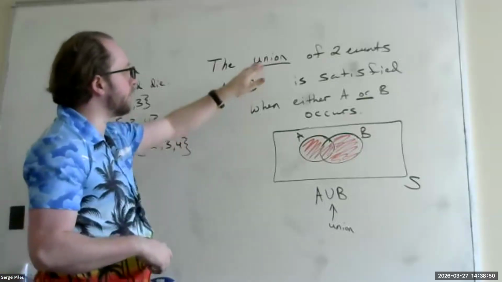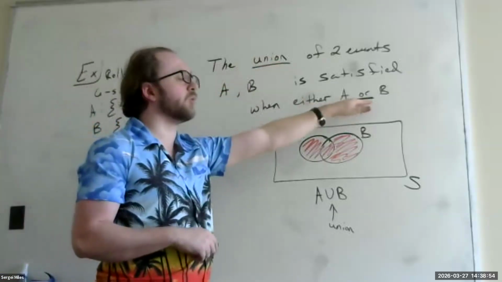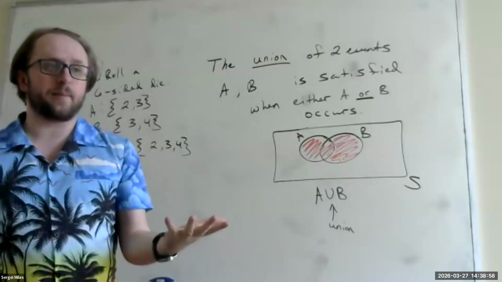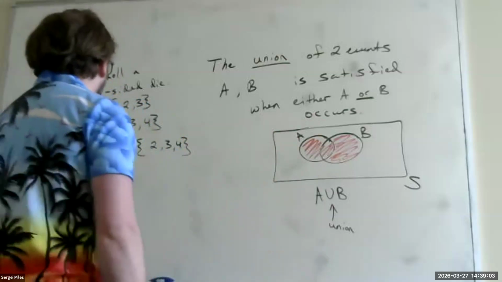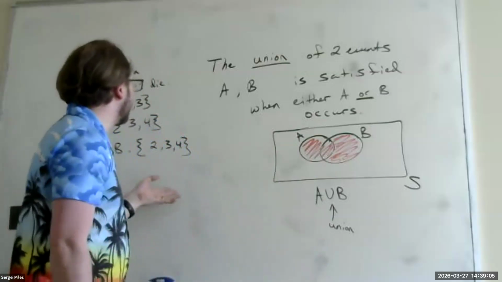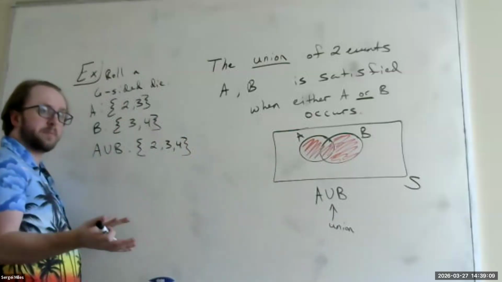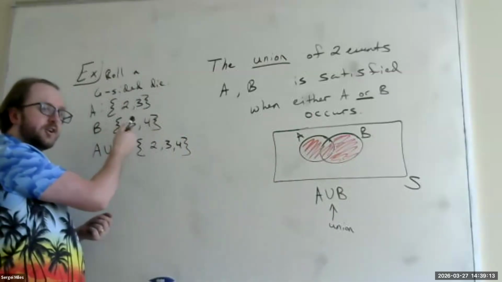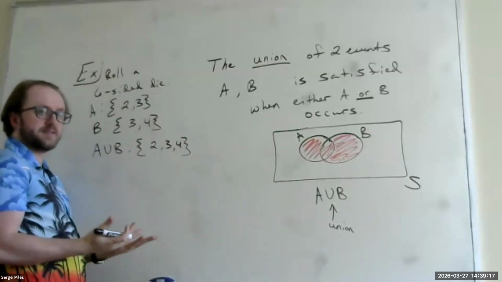Again, part of the key we really want to highlight here is that unions are associated with the word or. I'm happy if A or B happens. They don't both have to happen at the same time. So if I roll a die and I get a 4 and I say, you win if A or B happens, then that would be a win, even though A didn't occur, because of the word or, we're happy if either one of them happens.